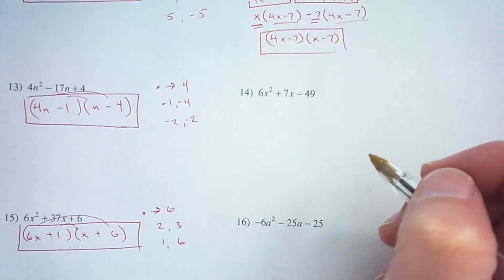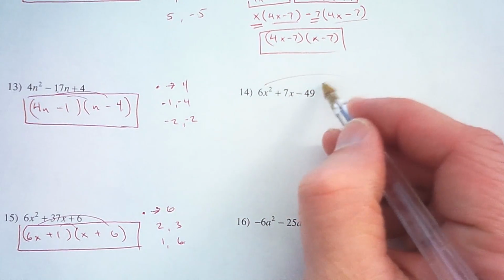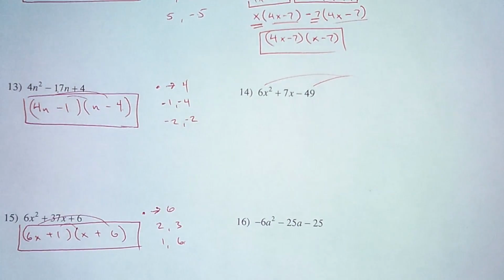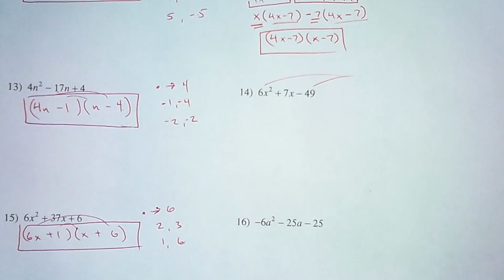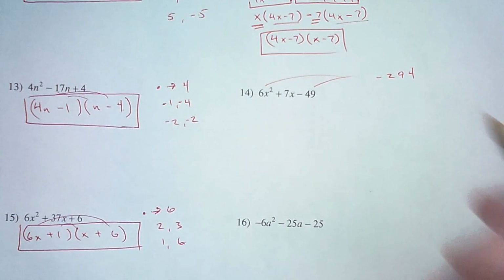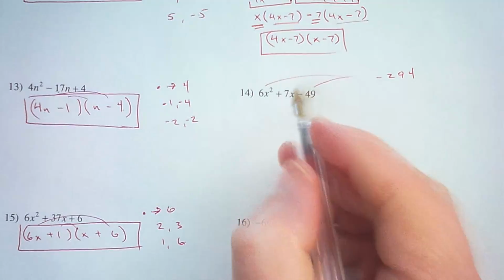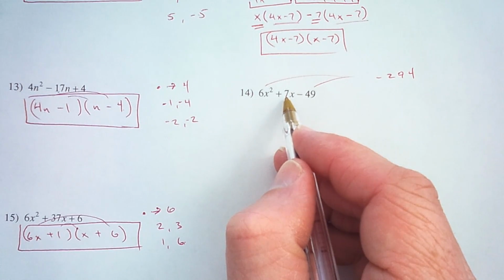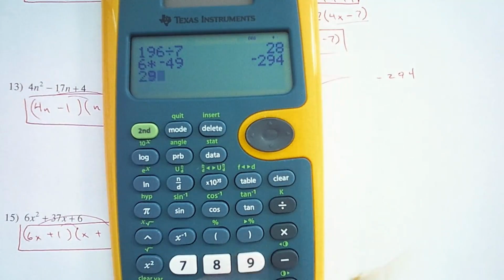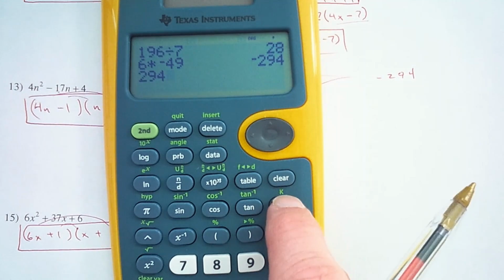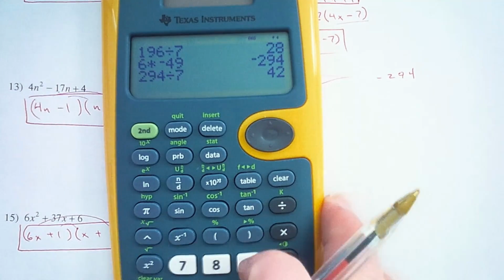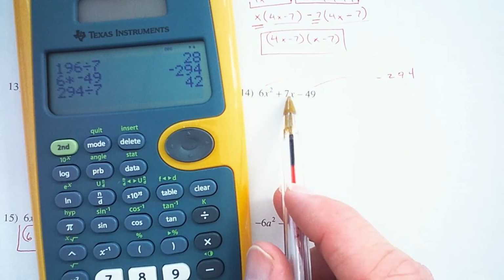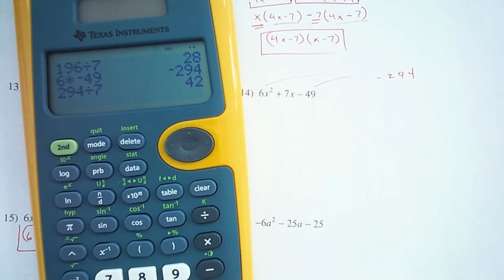Okay, so we'll move down to number 14 here. 6 times negative 49 is negative 294. So we need two numbers that multiply to negative 294 and add up to 7. Okay, so let's see. 294, we'll just ignore the fact that there's a negative for a moment. That is divisible by 7, I believe. 7 and 42. I'm not going to be able to make those add up to 7 when one is positive and one is negative, so that we would multiply to negative 294.